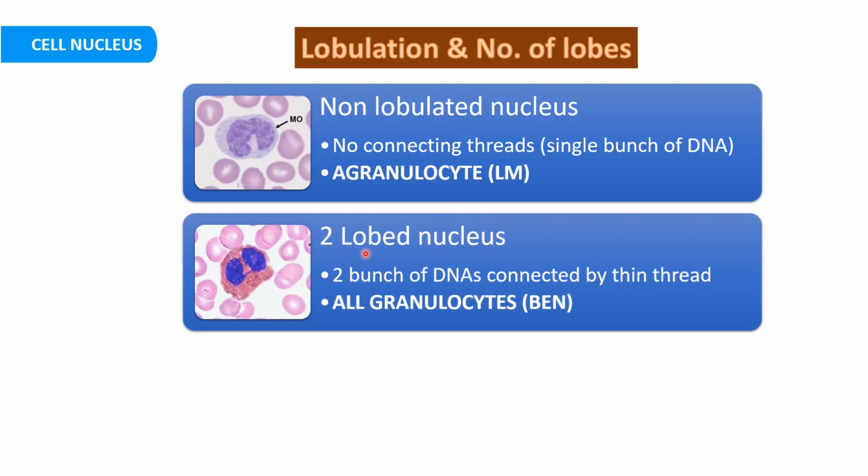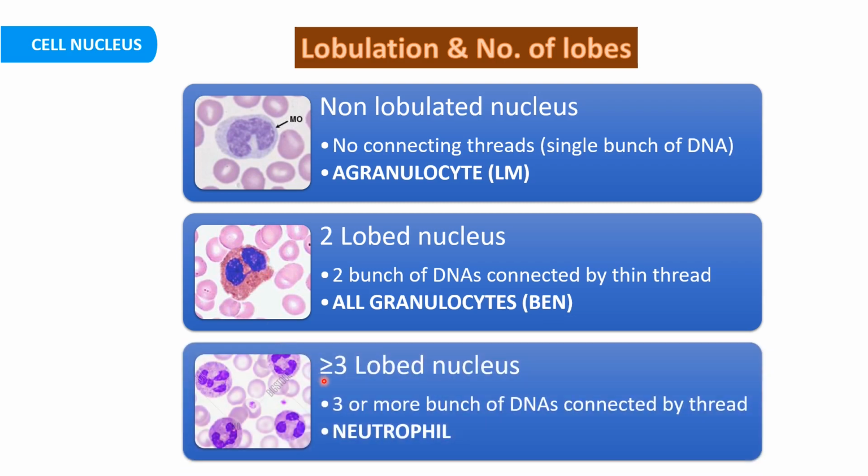If it is having 2 lobes, if you see in this diagram, there are 2 lobes and there is a connection between them, a connecting thread is present between them. So 2 bunches of DNA connected by a thin thread, that means 2 lobes are present. If 2 lobes are present, then it may be any granulocyte, that means it may be basophil, eosinophil or neutrophil. So if 2 lobes are present, it can be any granulocyte.